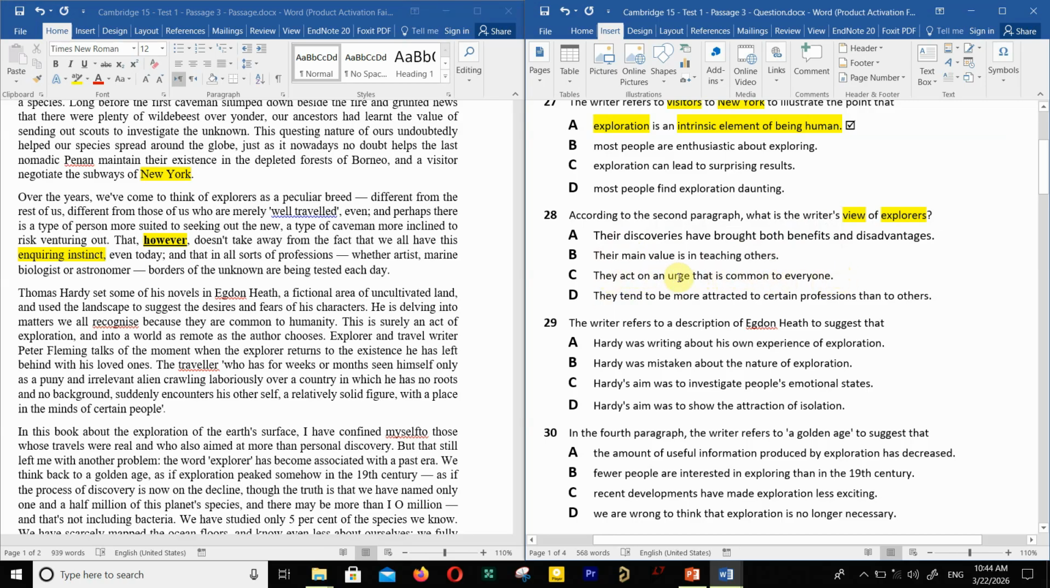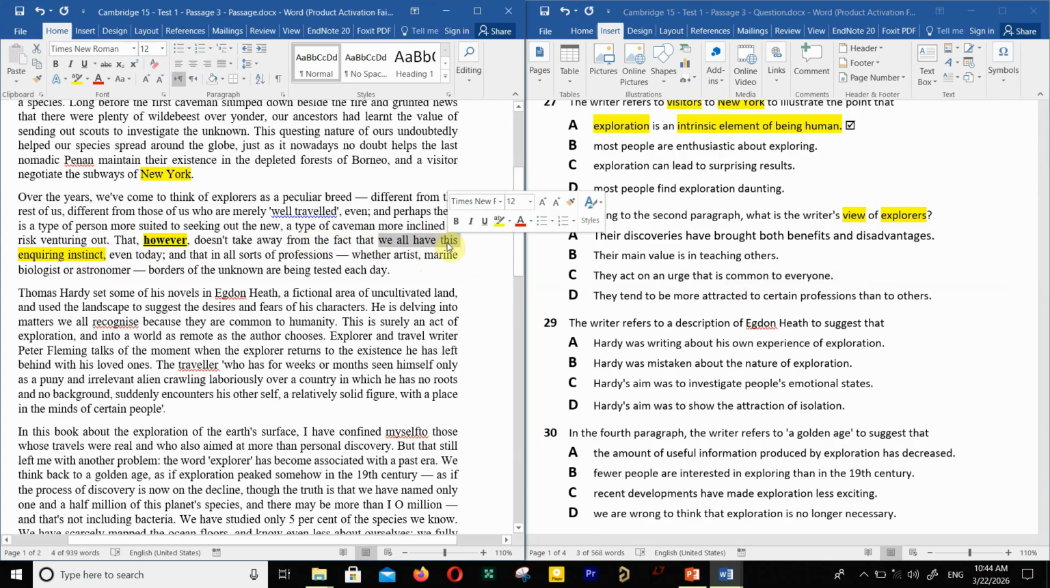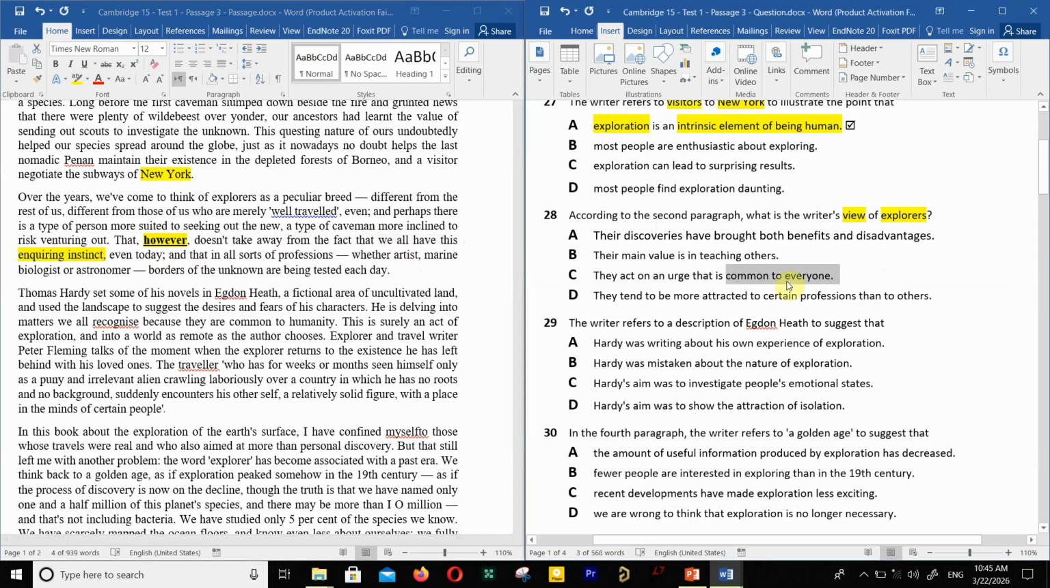They act on an urge. Inquiring instinct means an urge that is common to everyone. From the fact that we all have this, it means that this is just common to everyone. So this is the answer for this question. Option C is the right answer.